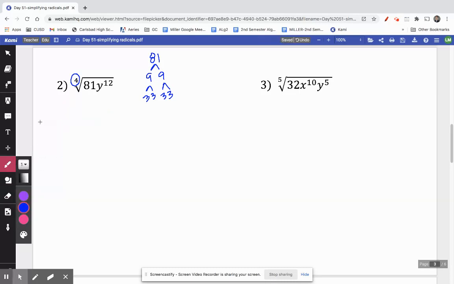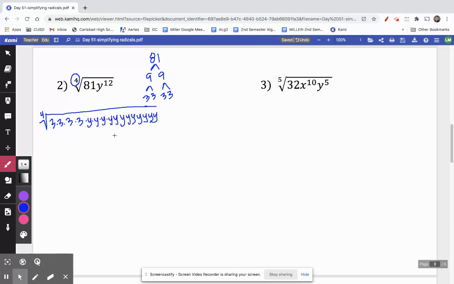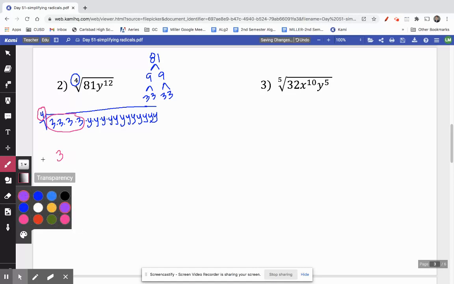3 times 3 times 3 times 3. I can rewrite y to the 12th as y times y, 12 y's. So we're looking for groups of 4 of a kind. When you write this radical, don't forget that index ever, okay? Because that tells us how many we're looking for. I'm looking for 4 3s, and one of them gets to come outside that radical. I'm looking for groups of 4 y's, okay?